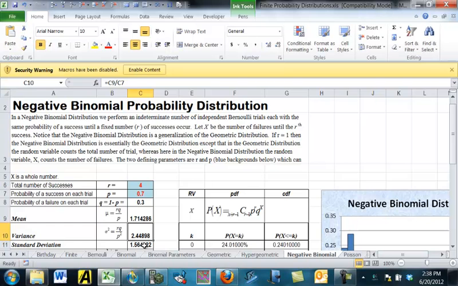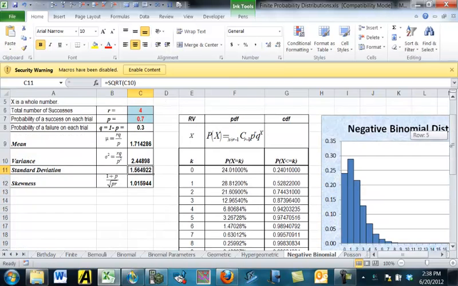Standard deviation, of course, is just the square root of the variance. That's the square root of C10. And it turns out that the skewness is 1 plus p over the square root of pr. And I used that formula here: 1 plus C7 in parentheses divided by the square root of C7, which is p, times C6, which is r. And so you can see that I used these formulas to compute these values.